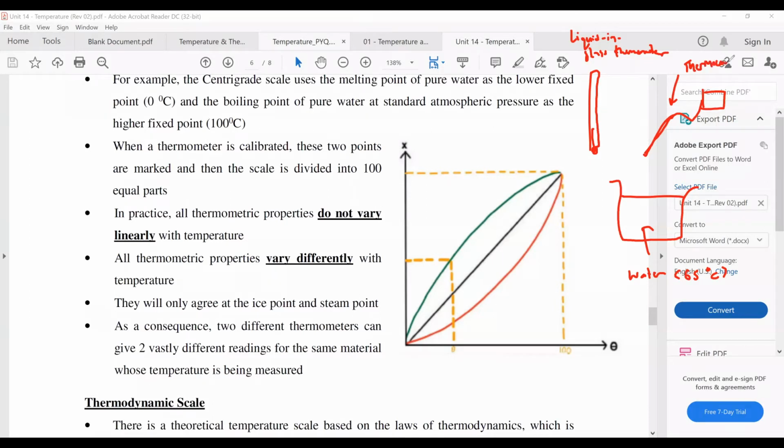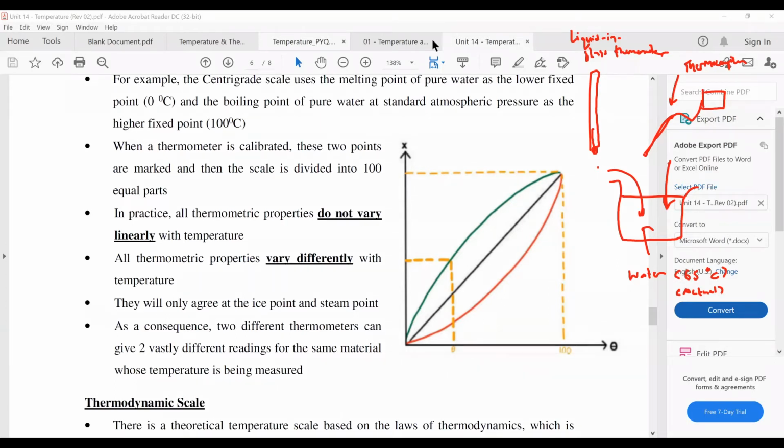This one being a thermocouple. If I dip this one into here and I dip this one into here, the actual temperature of the water is say maybe 65 degrees. When you put two different thermometers with two different thermometric properties inside the same substance, they won't give you this. They will give you two different temperatures instead.